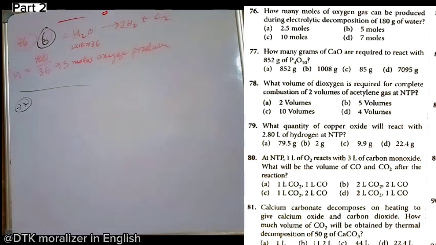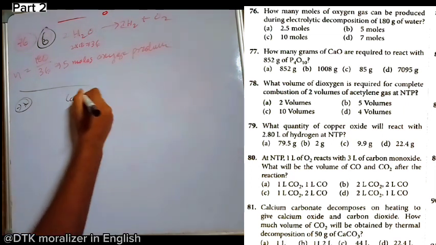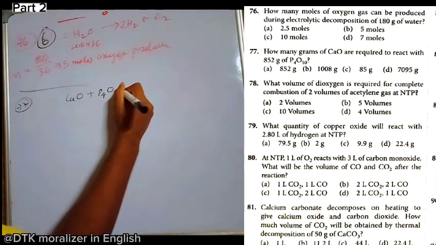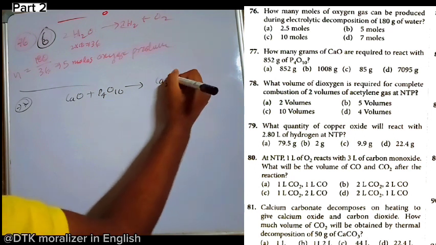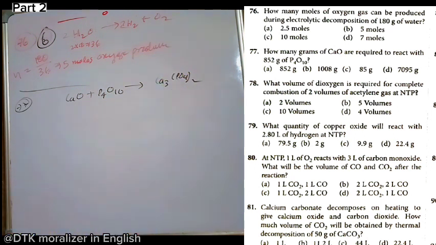Now question number 77. How many grams of calcium oxide are required to react with 852 grams of P4O10? The calcium oxide plus P4O10 gives Ca3(PO4)2.